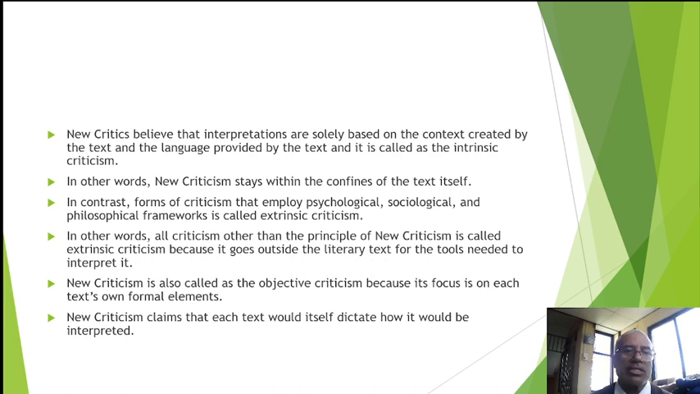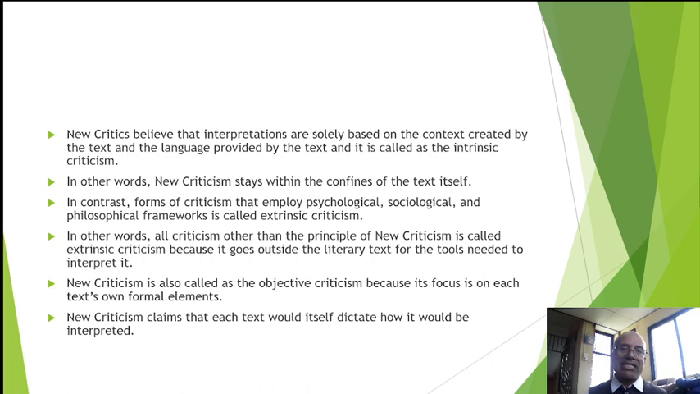In contrast, forms of criticism that employ psychological, sociological, and philosophical frameworks are called extrinsic criticism. Extrinsic means go outside the text, relate it to the society, to the author, to the psychology, to the sociology, to philosophical concepts, and that is called extrinsic criticism. And intrinsic means just analyze the text within the context that the text has provided, within the formal elements, paradox, irony, ambiguity, tension, and language, how it is used, symbol. That is called intrinsic interpretation. In other words, all criticism other than the principle of new criticism is called extrinsic criticism, because it goes outside the literary text for the tools needed to interpret it. New criticism does not go outside the text.